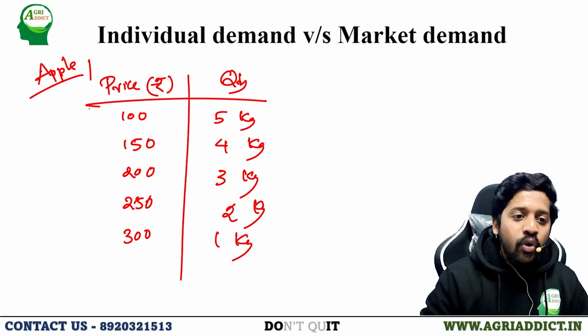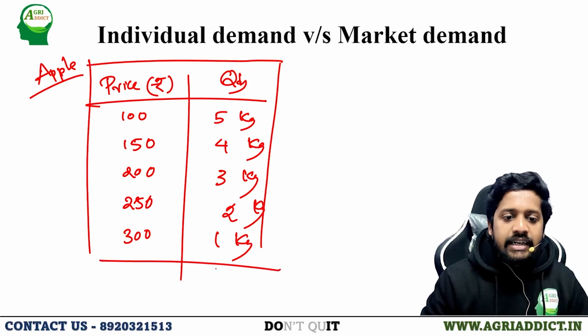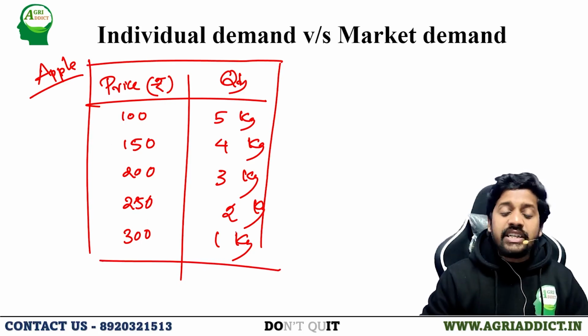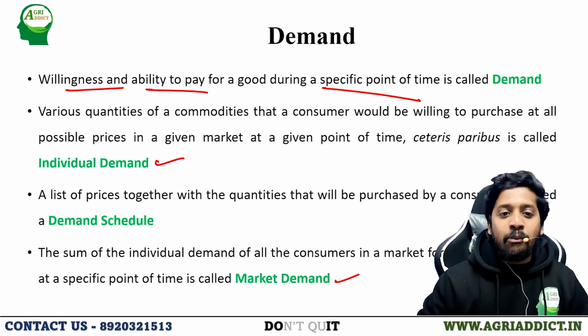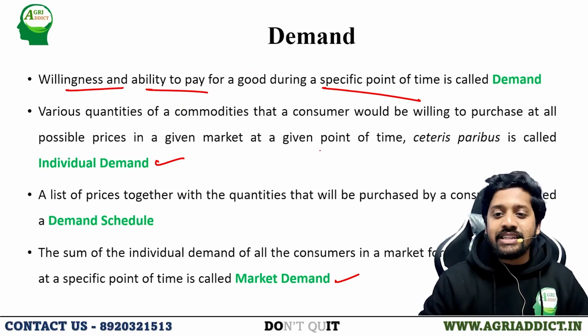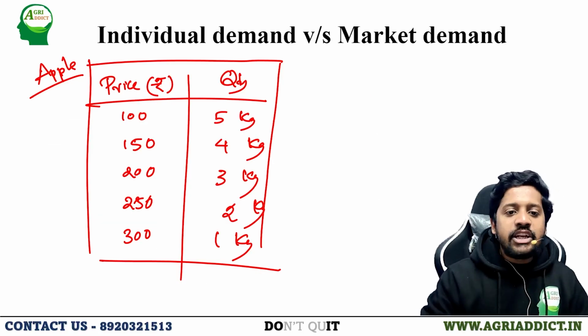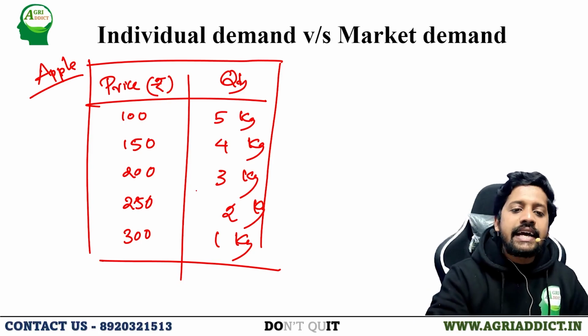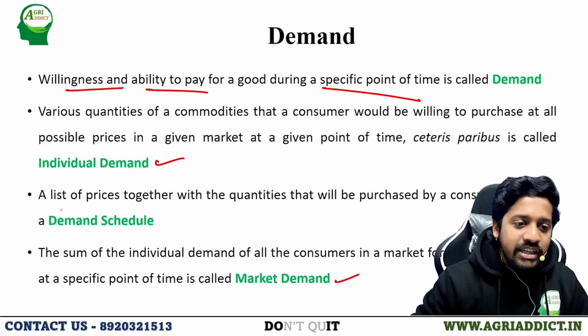So at all possible prices, the individual is demanding different quantities of the commodity, right? So various quantities of a commodity that a consumer would be willing to purchase at all possible prices. At all possible prices, I would be willing to purchase this much quantity, and that can be considered as individual demand. So what is a demand schedule?